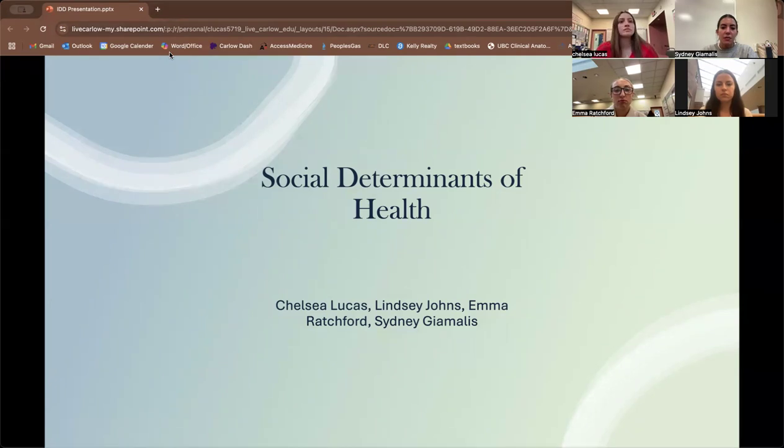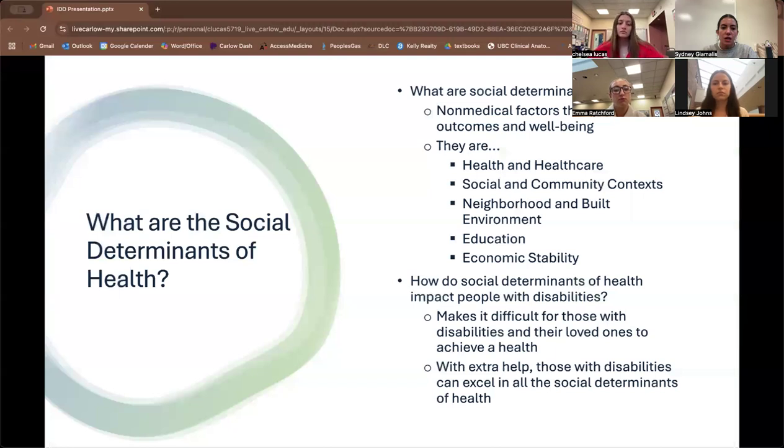We did our presentation on the social determinants of health, and the social determinants of health are the non-medical factors that influence an individual's health outcomes, including economic stability, education, healthcare access, neighborhood conditions, and social relationships. These determinants shape overall well-being by affecting opportunities for healthy living, access to resources, and exposure to risks.